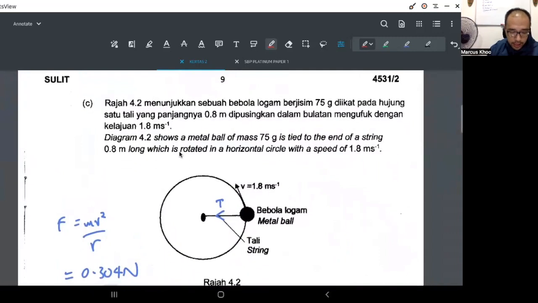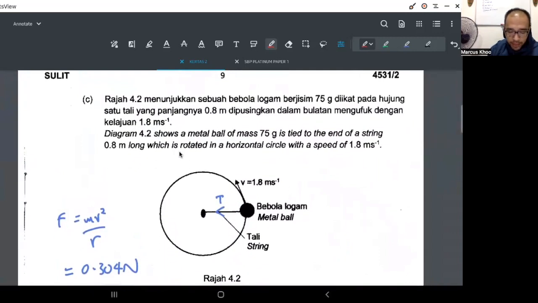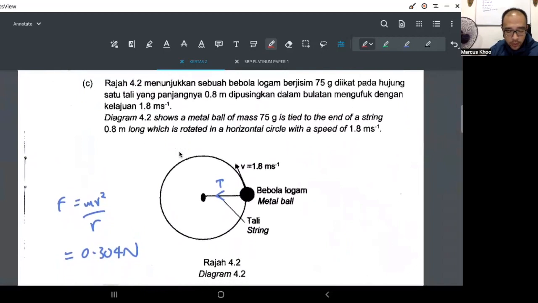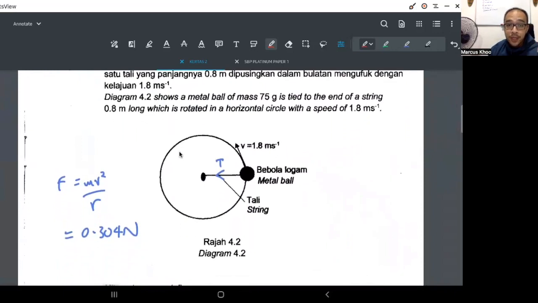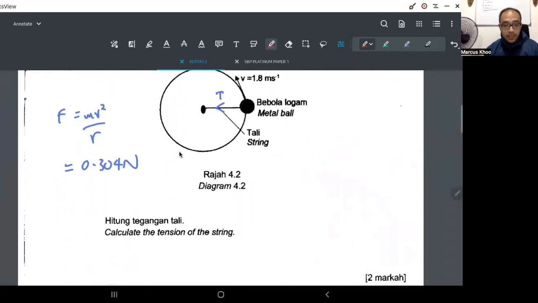Okay, C. Diagram 4.2 shows a metal ball of mass 75 grams tied to the end of a string 0.8 meters long, which is rotated in a horizontal circle with a speed of 1.8 meters per second. Okay, so this is obviously centripetal force. The centripetal force formula is here. The tension of the string is actually because of the centripetal force.